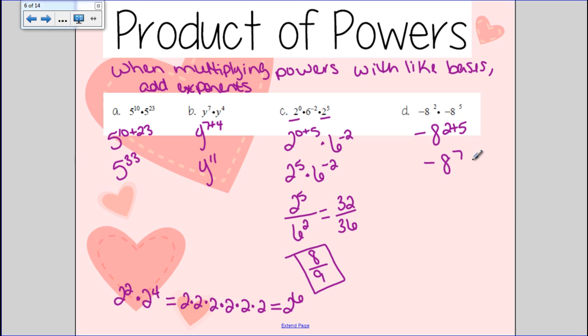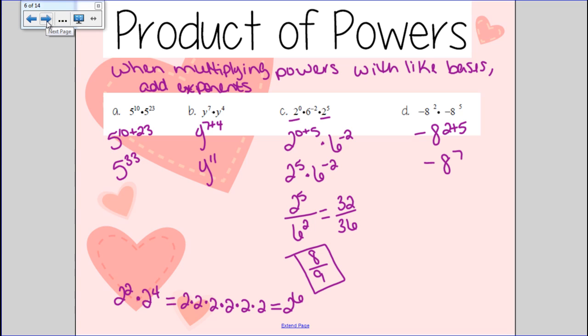So hopefully you added your exponents, the 2 plus the 5, and you came up with negative 8 to the 7th power. And again, I can simplify that, but this is also a rather large number, so we're just going to leave it as negative 8 to the 7th power. So that is product of powers. If you have two powers with like bases, you just add up their exponents when you're multiplying to simplify it down.